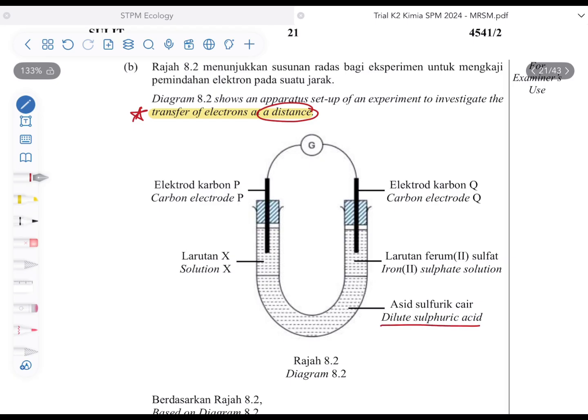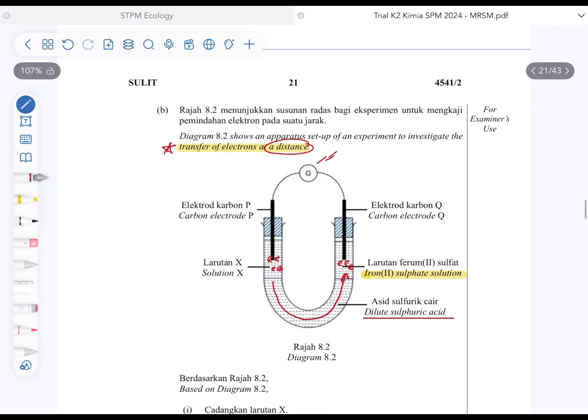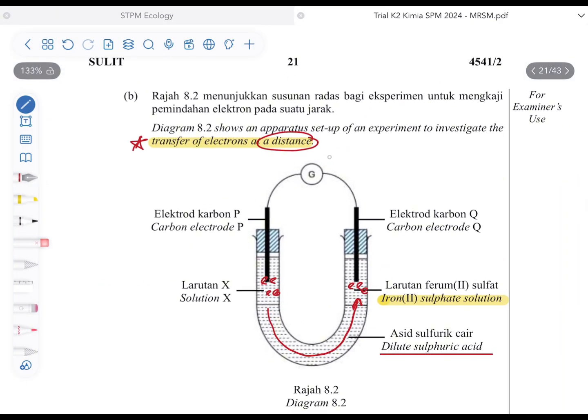This distance is actually created by this dilute sulfuric acid, because according to the apparatus set out, this is the carbon electrode P, and this is the carbon electrode Q. This is the solution X, and here you are provided with iron 2 sulfate. So your electrons need to overcome these distances in order to connect with another electrode. That's why you will only have the voltage.